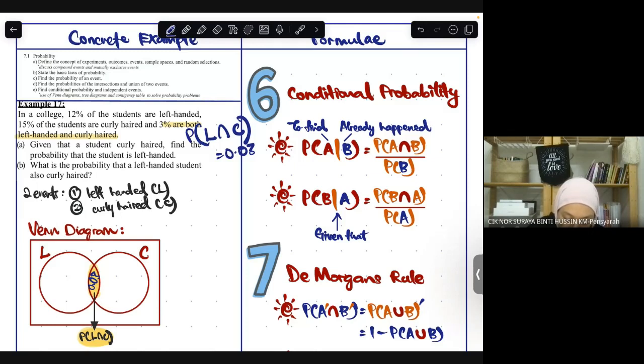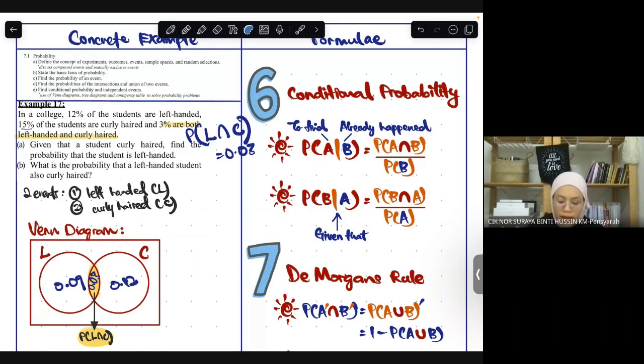So balance kita boleh cari sendiri. Untuk left-handed, balance percentage dia adalah berapa? 0.12 tolak 0.03, berapa? 0.09. Manakala curly head pula dia berapa ni? Curly head adalah 15%. So 0.15 minus 0.03 is 0.12. So you keluarkan probability-nya sendiri setelah you dah faham konsep Venn diagram.